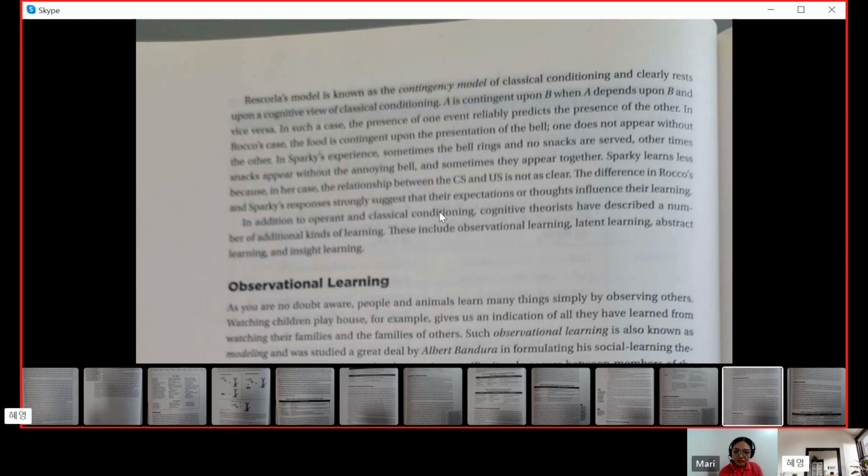In Sparky's experience, sometimes the bell rings and no snacks are served. Other times, snacks appear without the annoying bell, and sometimes they appear together. Sparky learns less because, in her case, the relationship between the CS and US is not as clear. The difference in Lucky's and Sparky's responses strongly suggests that their expectations, or thoughts, influenced their learning.